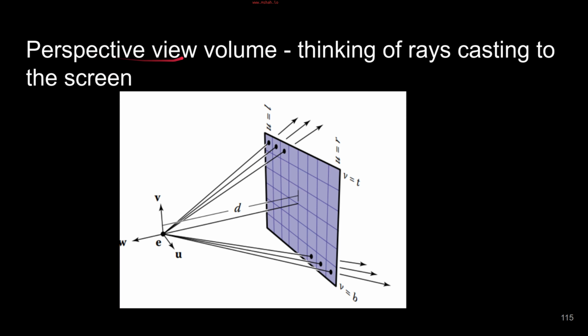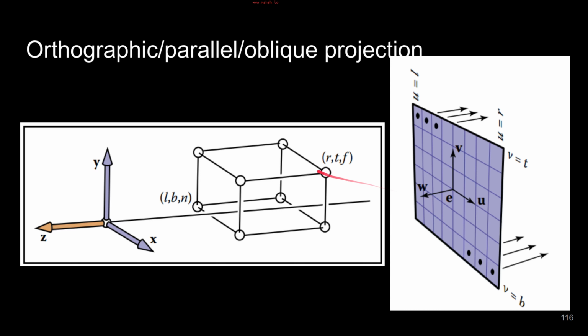If it's useful, you can think of the perspective view volume as rays casting onto the screen, onto each pixel, and then figuring out where they are, how big they should be, and so on. That's just another way to think of it if it's useful.